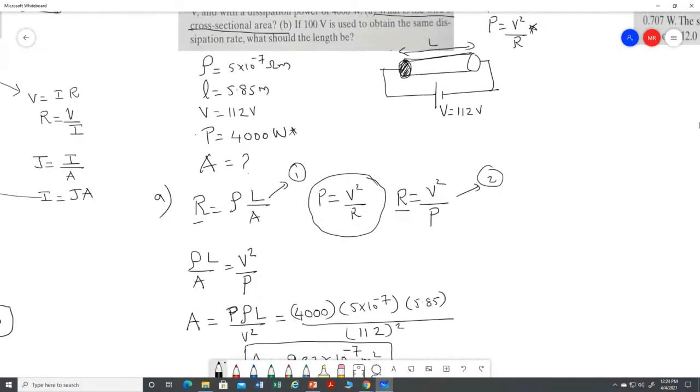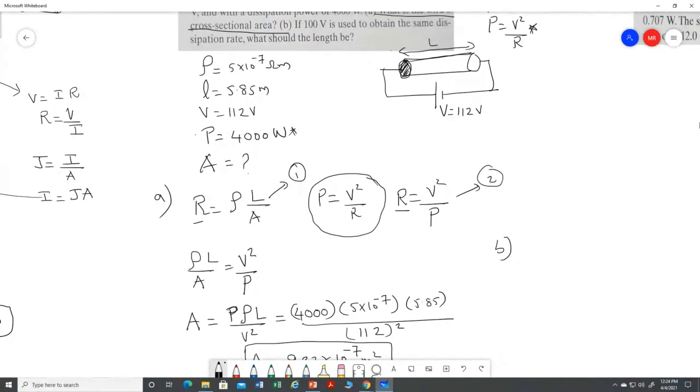Now, in the second question, what they said? You have to get the same power, but how much volt you have to substitute? 100 volt. So if you set 100 volt for this power, what should be the length needed? Because you no need 5.85 meter. Why? Because your voltage is small, and at the same time you have to get the same power.